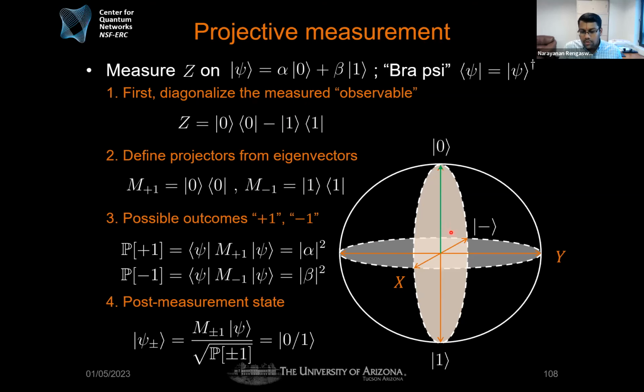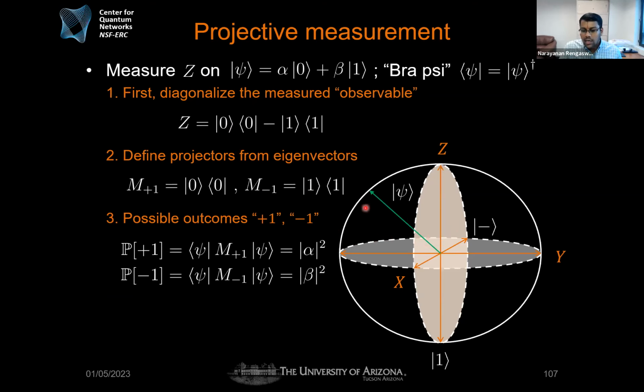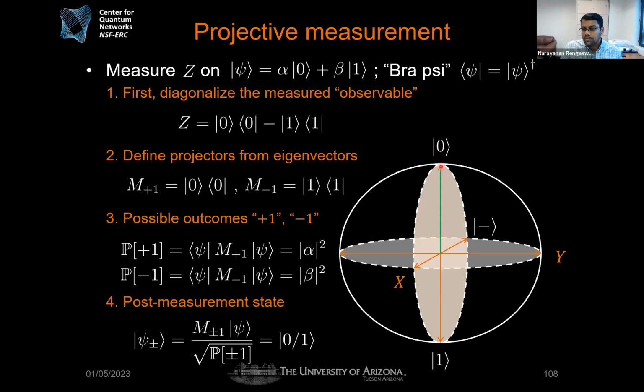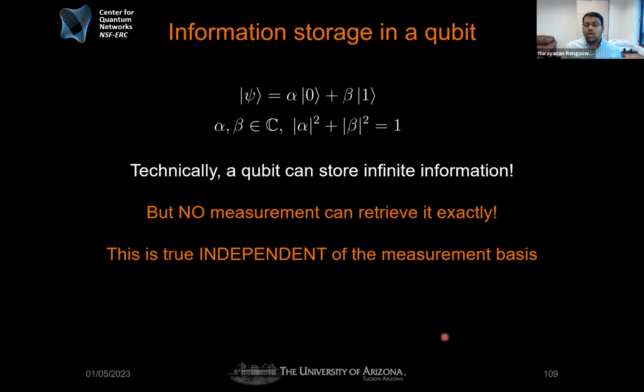So in the Bloch sphere, we have just shown that you start with the state psi, and with probability mod alpha squared, it will project to 0. And similarly, with probability mod beta squared, it will project to 1. Okay, so now we have seen unitary operations and measurements.